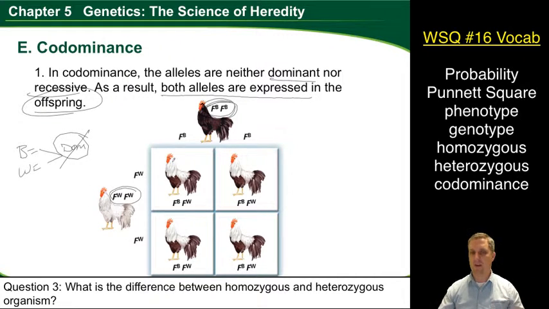So instead of being dominant, they'll actually get a blend or a mixture. And so what their offspring looks like is instead of being a white chicken or a black chicken, they're black and white. This is codominance. This is where both alleles are expressed in the offspring. And this happens in different types of organisms. It's not completely uncommon.